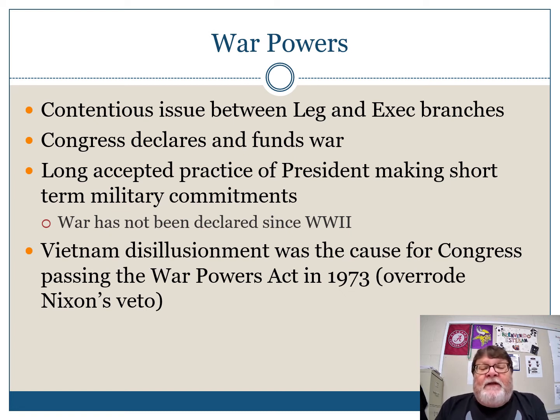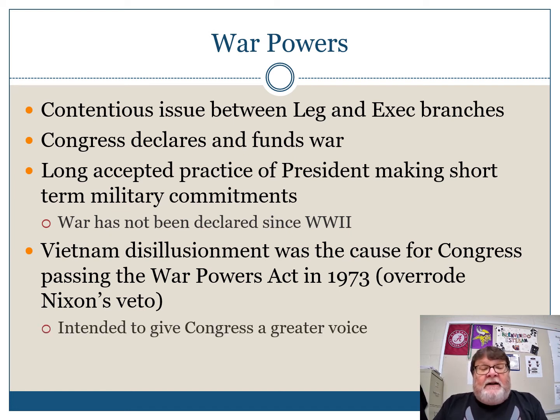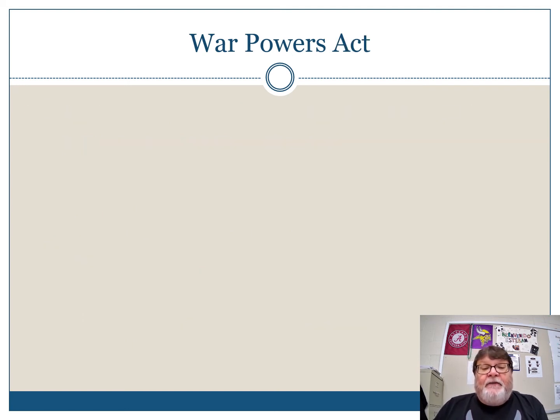So the disillusion with Vietnam was the cause for Congress to pass this thing that we're going to talk about, the War Powers Act, in 1973. They were so insistent upon it that they overrode President Nixon's veto. So remember, those are hard to do. It takes 2/3 of both houses, so it really was important to Congress. And of course, the president's going to veto that because he doesn't want any infringement on his power. That's the separation of powers, that's Federalist 51. They're going to jealously guard their own power. So it was intended to give Congress a greater voice, and that was the issue.